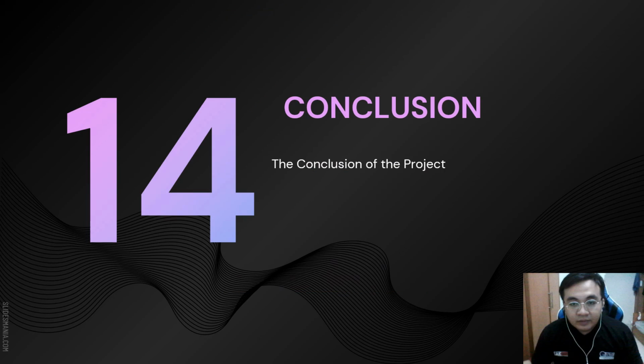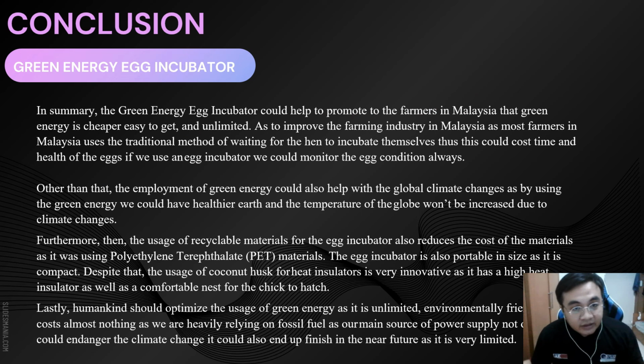Thank you. Our final chapter would be chapter 14, the conclusion of our project. We can conclude that the Green Egg Energy Incubator could help to promote to the farmers in Malaysia that green energy is cheaper, easy to get, and unlimited. It is to improve the farming industry in Malaysia, as most farmers in Malaysia use the traditional method of waiting for the hen to incubate themselves. Thus, this could cost time and health of the egg. If we use an egg incubator, we could monitor the egg condition always.